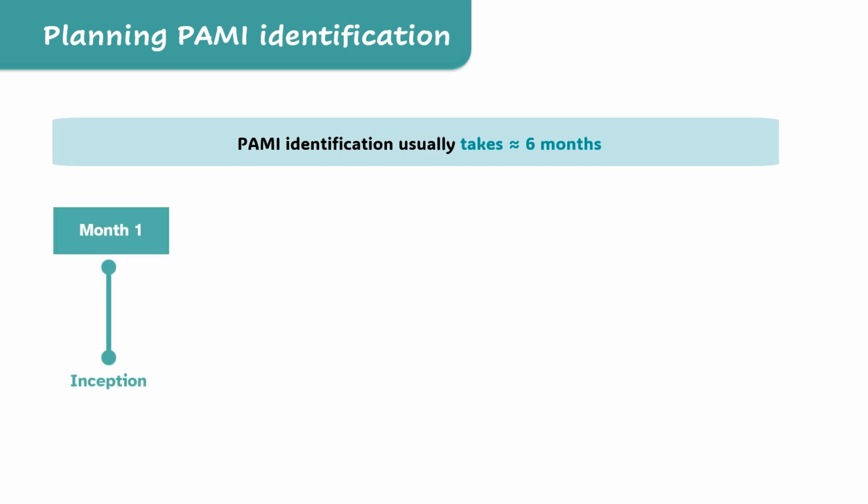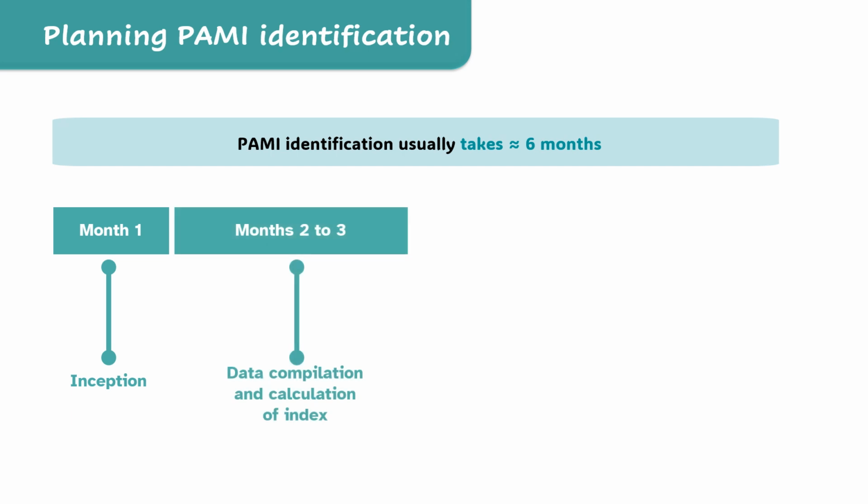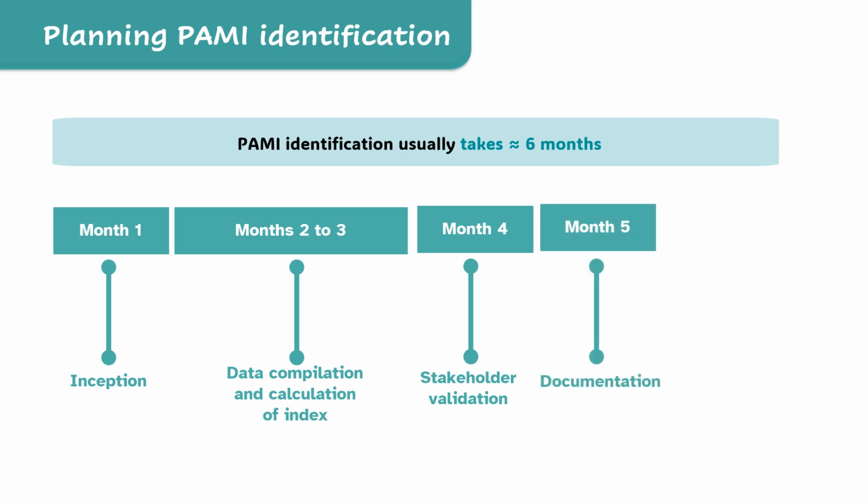The first month is for the inception of PAMI identification. On month 2 and 3, data are compiled and the index is calculated. On month 4, the stakeholder validation takes place. On month 5, a comprehensive PAMI identification report is prepared. Lastly, on month 6, an independent GTFCC PAMI review is performed.